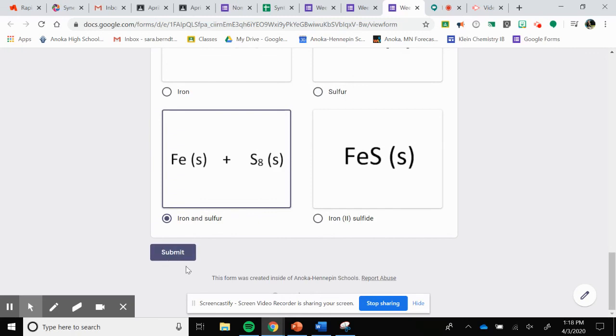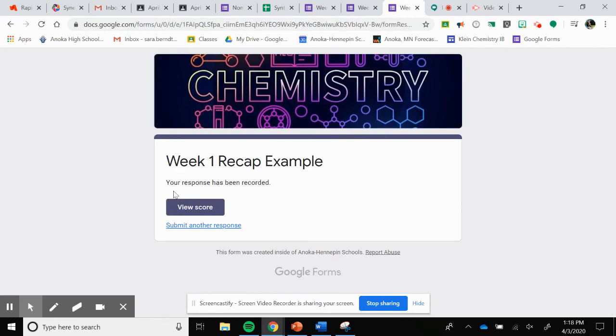Now that I've gone through the questions, I will submit, and you guys will get to be able to view your score as well. So you are going to do that same process of watching a reaction and answering questions like, is it a reaction? What indicators are present? What type of reaction is it? And something about the reactants and products for 3 different reactions.